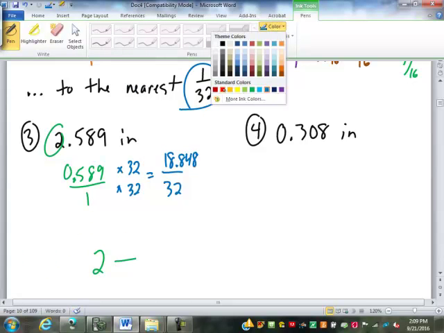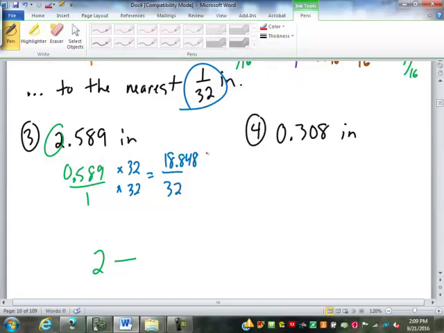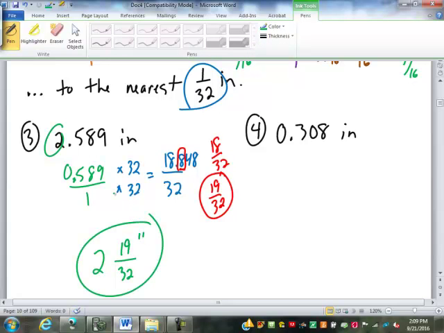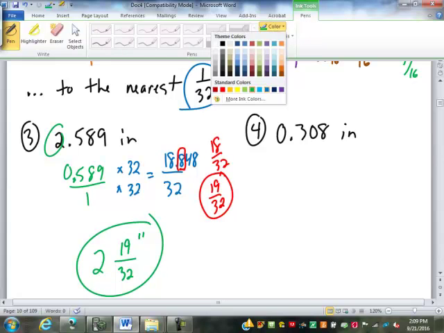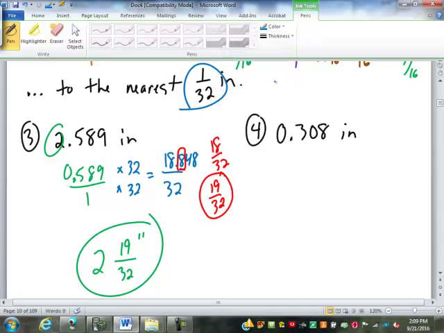And again, it's always easier for me to think of what it's in between. That's between 18/32 and 19/32. The 8 is telling us it is closer to 19. Good. So that's 2 and 19/32 of an inch. For number 4, let's do it backwards here. What'd you get for an answer for number 4? 10/32. Of course, that would reduce to 5/16.